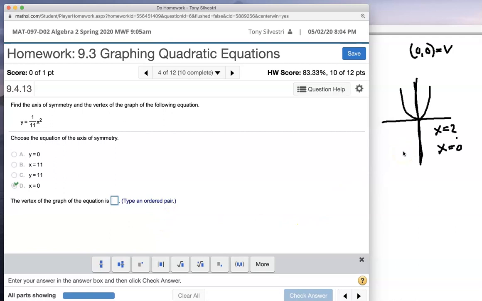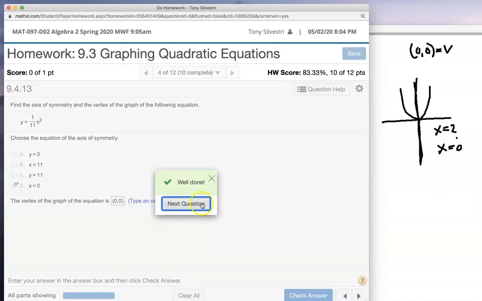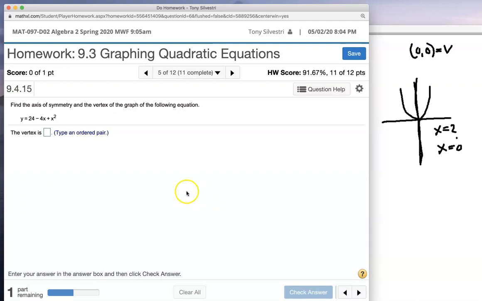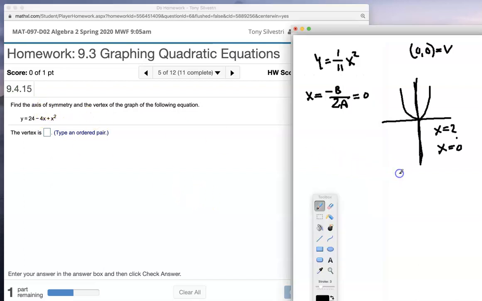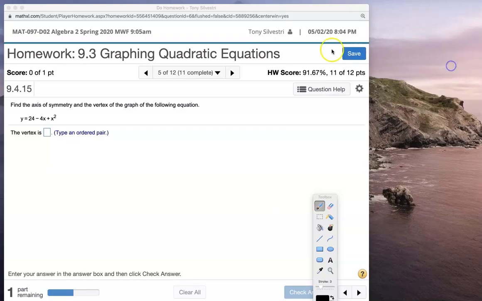So when you write this out, make sure you put the parentheses. Don't do 0, 0. Not going to be right. They want you to surround it in parentheses. Well done. And then the last thing, find the axis of symmetry there. Okay, here's what we're going to do. We're going to clear it out. Don't save. We're going to do File, New.